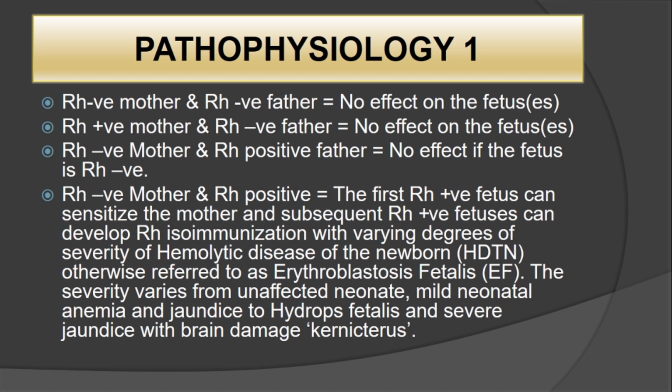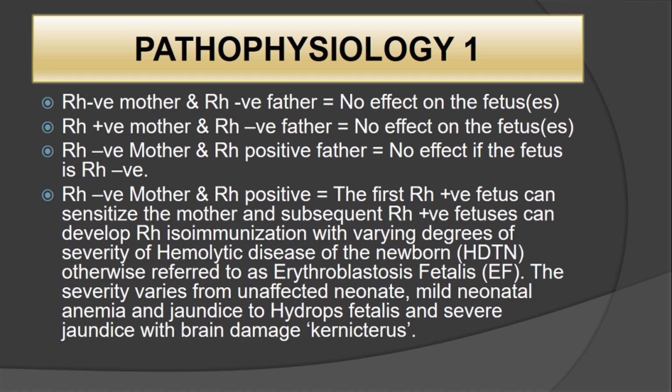And on the same vein, a mother who has Rh antigen on the surface of the red blood cell is described as an Rh positive mother, and the father who has it is described as an Rh positive father. Now, let us look at the different scenarios that we may have.